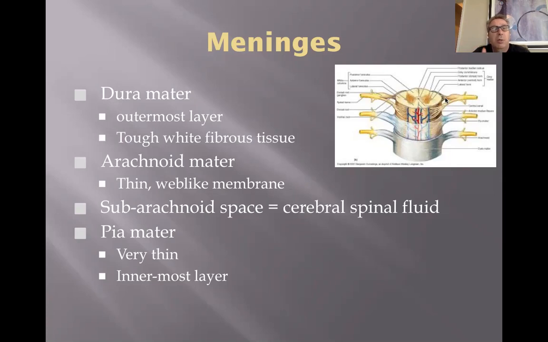The dura mater, which is the outermost layer. It's fibrous. You can see sort of the fibrous area there. The arachnoid mater, which is a thin web-like membrane, and then the pia mater, which is very thin, and it's the innermost layer. Between the arachnoid and the pia mater is where the cerebrospinal fluid will lay, which is to help with the cushioning. And so anytime that you do a spinal tap, or if you hear of that, that's the fluid that they get.